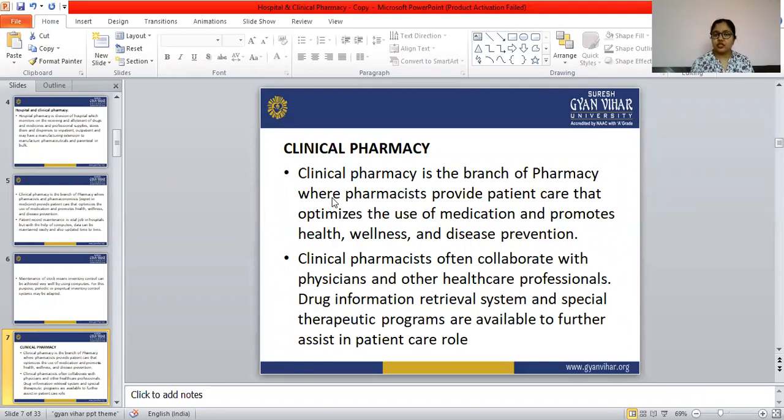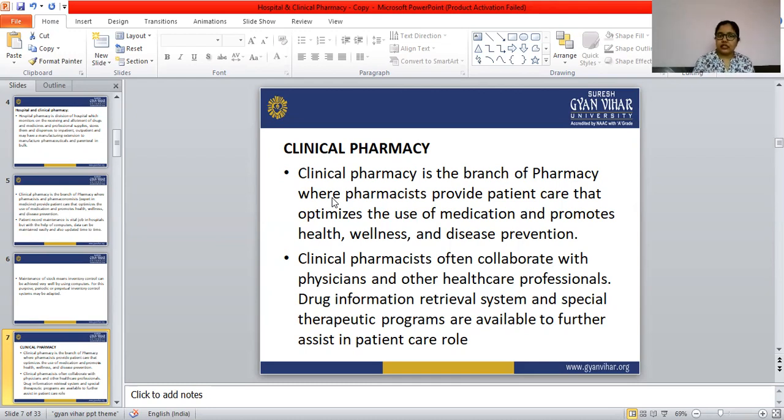Clinical pharmacy is the branch of pharmacy where the pharmacist and the pharmacologist provide patient care that optimizes the use of medication and promotes health, wellness, and disease prevention. Clinical pharmacists often collaborate with physicians or other healthcare professionals, that is, the pharmacologist, who is an expert in medicine. Drug information retrieval systems and special therapeutic programs are available to further assist in the patient care role.